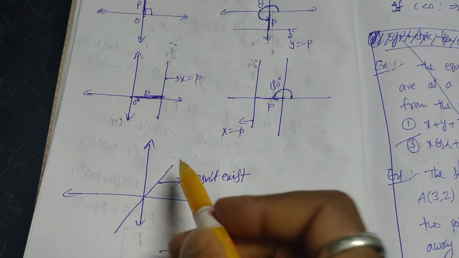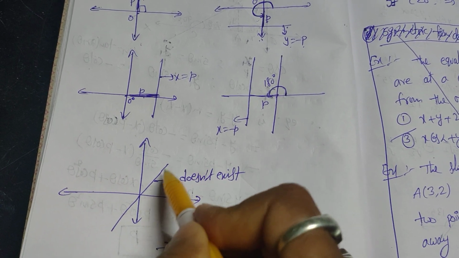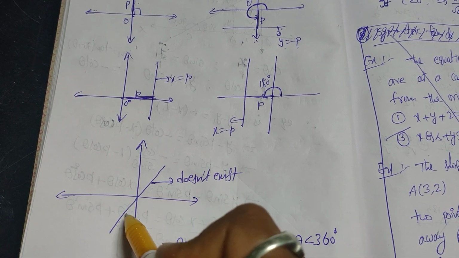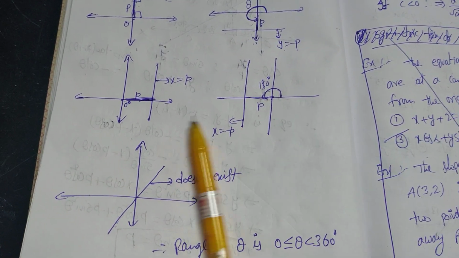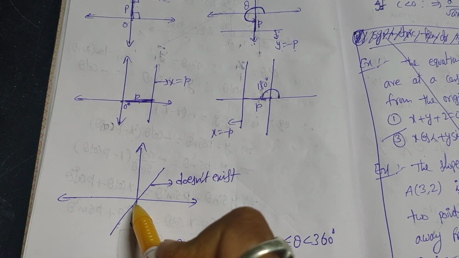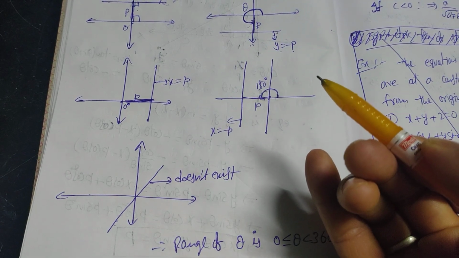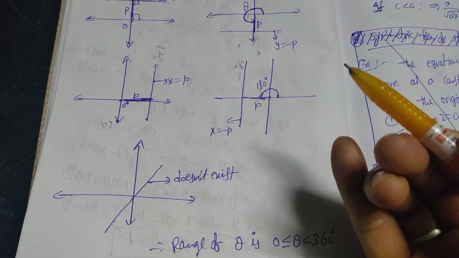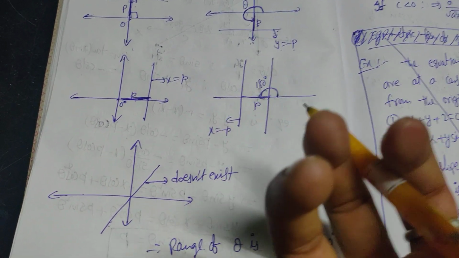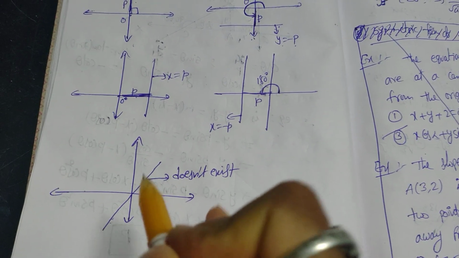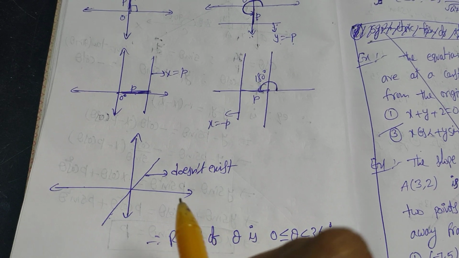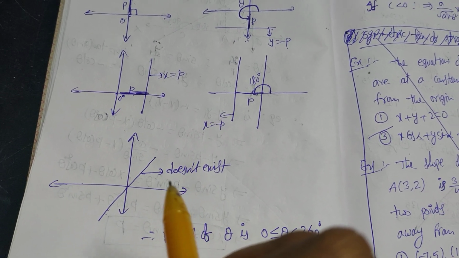Suppose, very important, the line is passing through the origin. Passing through the origin means the normal doesn't exist here. Because the normal means the perpendicular distance from the origin to the straight line, and since this straight line passes through the origin, we cannot get the distance. So in this condition, the normal form does not exist.